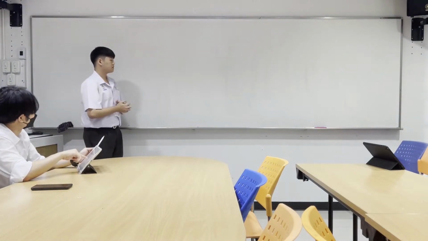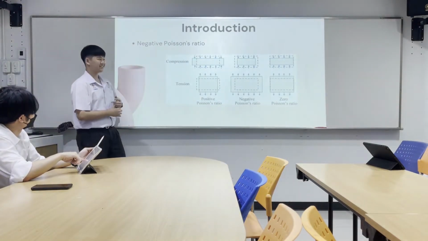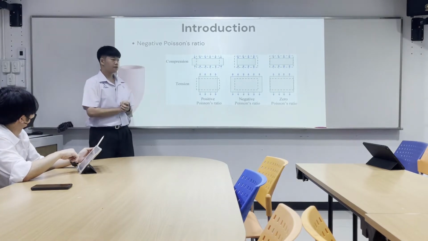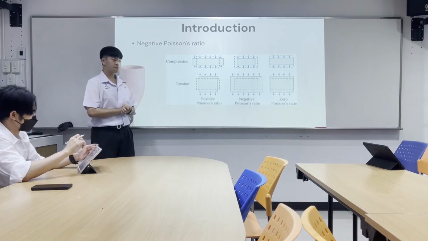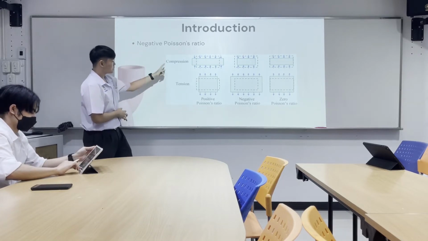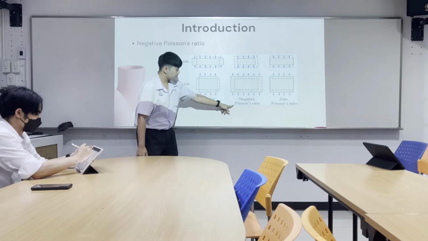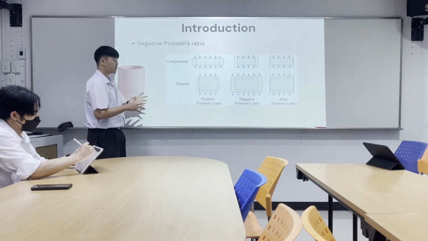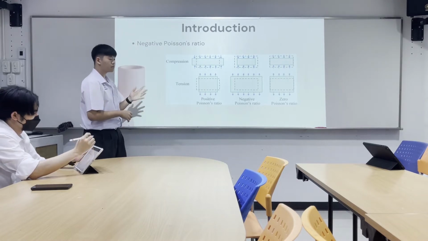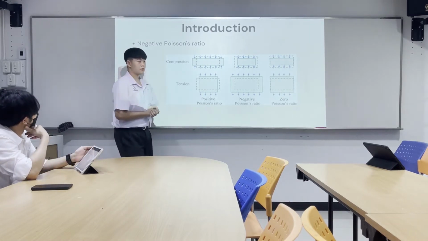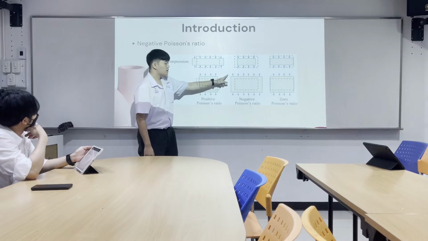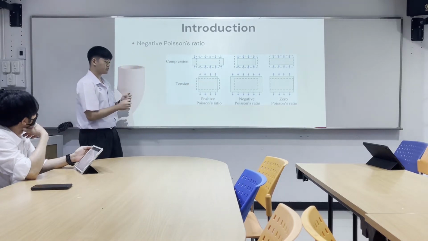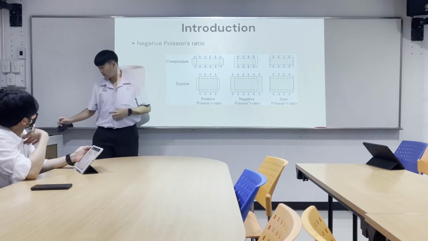The next one is the negative Poisson ratio. This is a technique that we use for designing our stent. This allows our stent to stretch simultaneously in every direction. For example, when you stretch the vertical part of the stent, the horizontal part of the stent also stretches too.